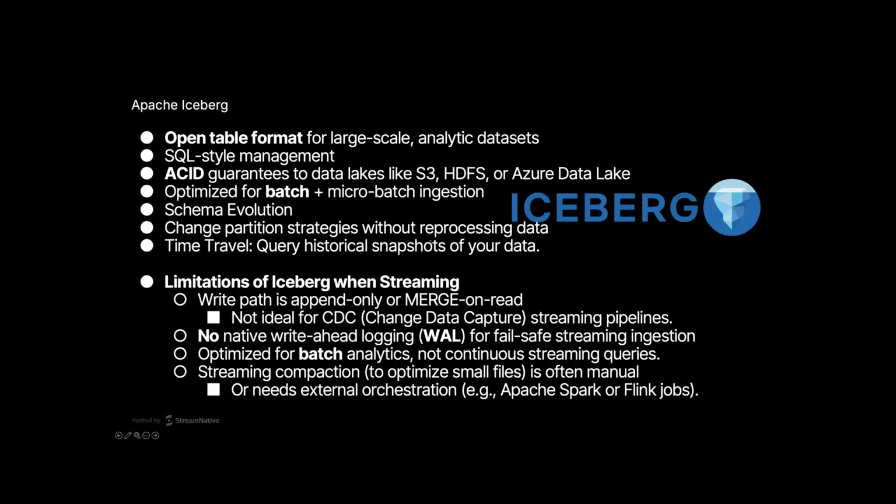But keep in mind that Apache Iceberg was basically designed for batch workloads. It does support streaming workloads, but basically it supports streaming workloads in forms of micro batches. So it's not fully native streaming workload support. So there are some limitations when you're using Iceberg for streaming data, for example. Some of these limitations are that the write path is append only or merge on read. It could be ideal for batch workloads, but it's not ideal when you have streaming pipelines where you're getting change data capture.